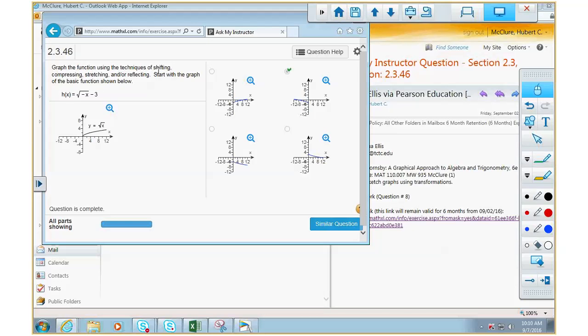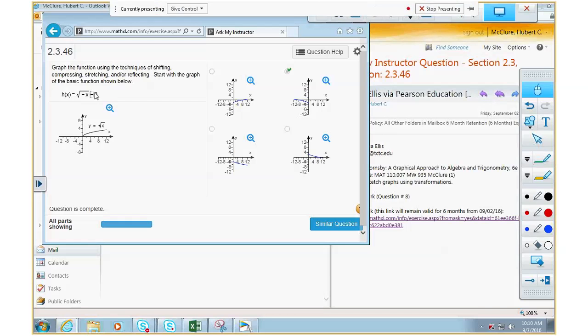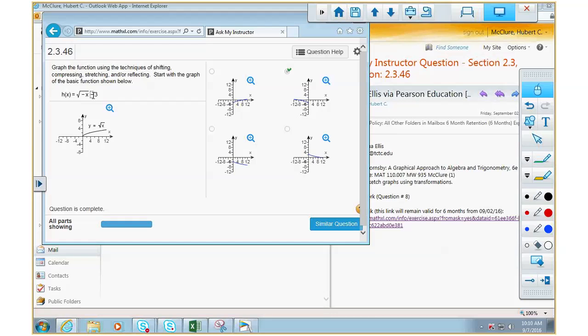Graph the function using the techniques of shifting. Is the -3 attached to the x? No. It is not in the what? The radical. If it was in the radical, it would be a horizontal shift. But since it's not in the radical, it's a what? Vertical. You're supposed to be interactive, all of you. Some of you are just sitting there going, thank you. It's a vertical shift. So that means we have to go down how many?